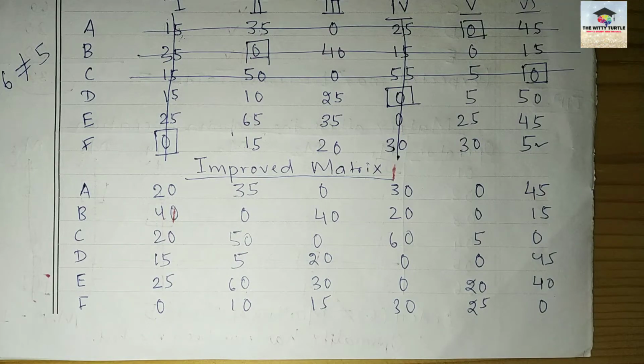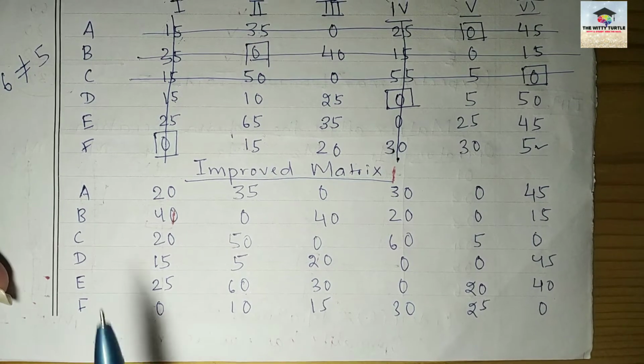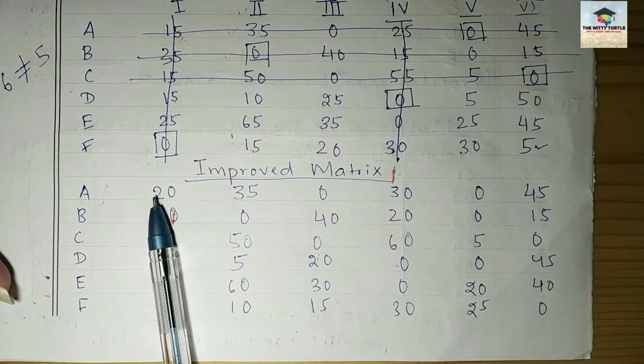Now, I am assuming that you are also solving this question along with me in your copy, right? If you're not doing it, then please take out your copy and start solving it along with me, okay? Now what are you supposed to do? Again, you have to check for optimality.